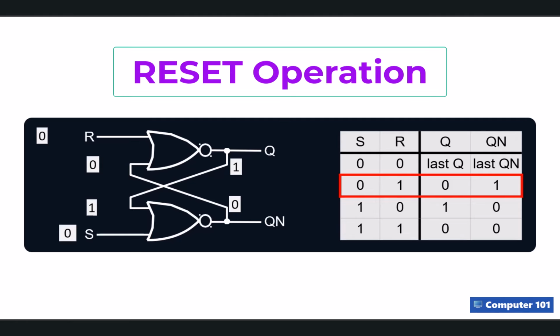This time we flip the script. We push the R input up to 1 and keep S at 0. If S is the builder, R is definitely the eraser. That 1 on the top gate forces Q to become 0. That 0 flows down, forcing the bottom gate to output a 1 on Qn. The memory is officially wiped clean.